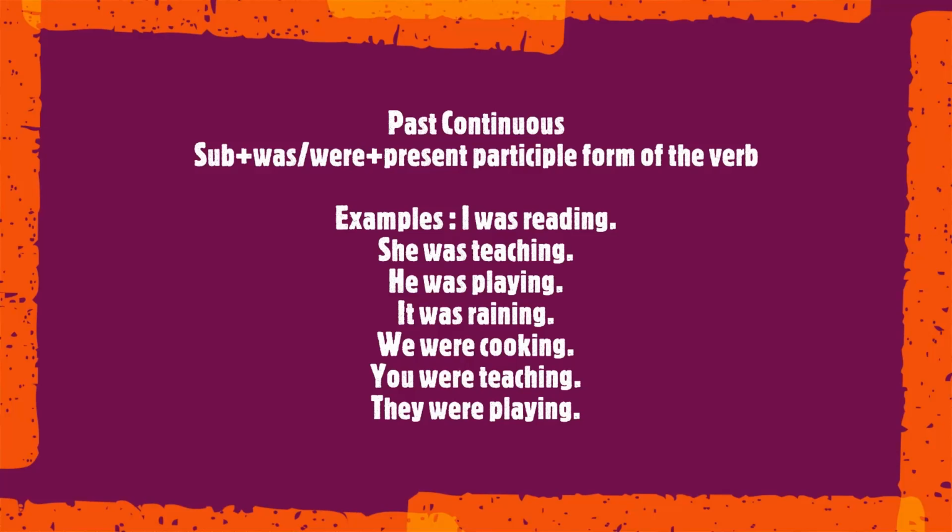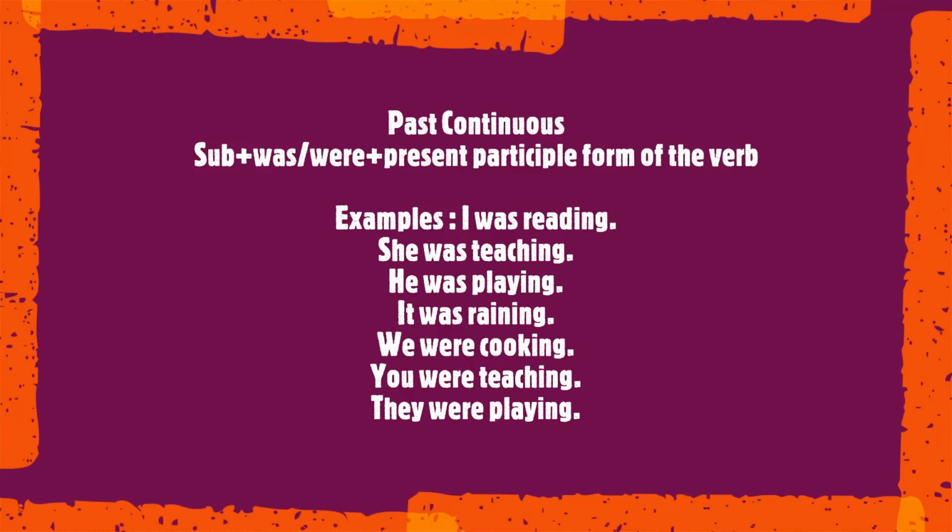So the rule comes: subject plus was or were plus ing form of the verb. That is subject plus was or were plus the present participle form of the verb. It's a past continuous form, but we need to use the present participle form of the verb, because it is a continuous tense.